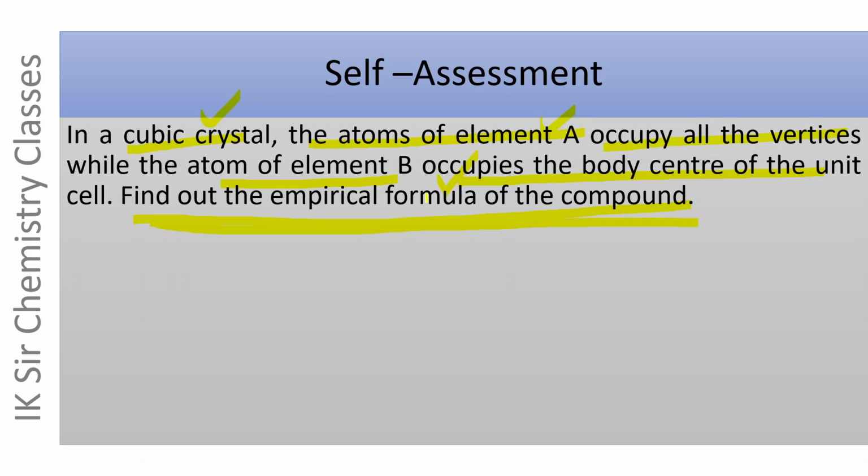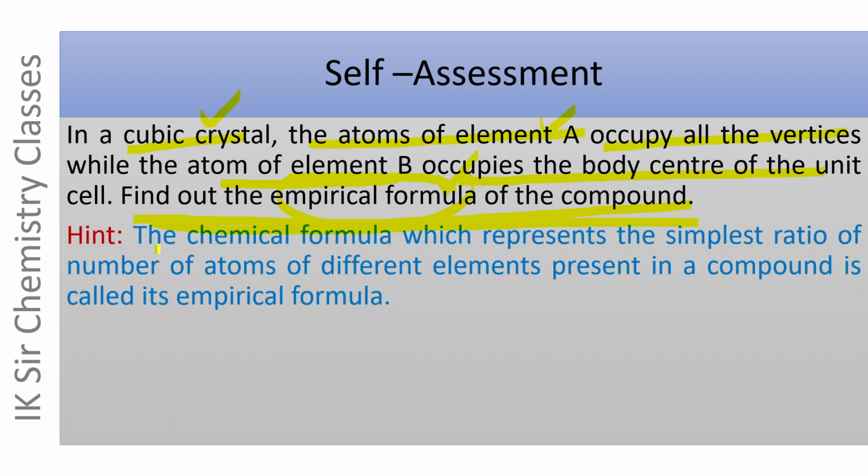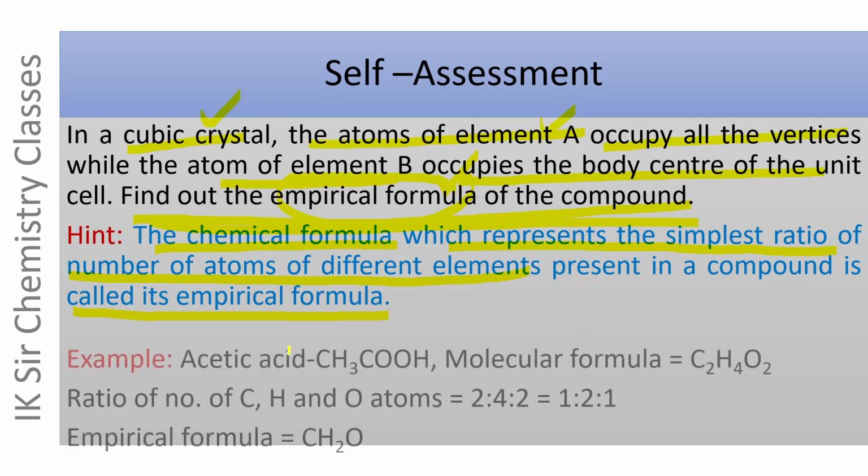And now we have to find out the empirical formula of the compound. Now the question arises, what is empirical formula? The chemical formula which represents the simplest ratio of number of atoms of different elements present in a compound is called its empirical formula. Let us illustrate it with the following example.